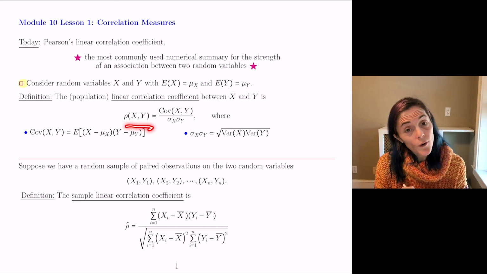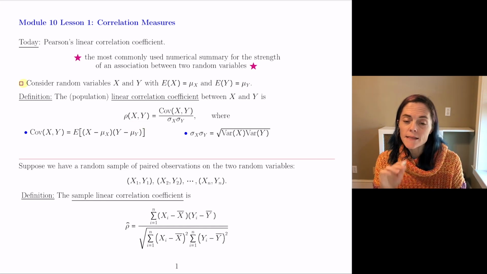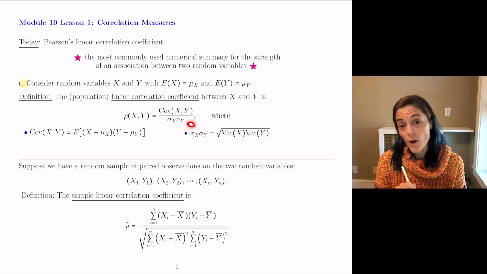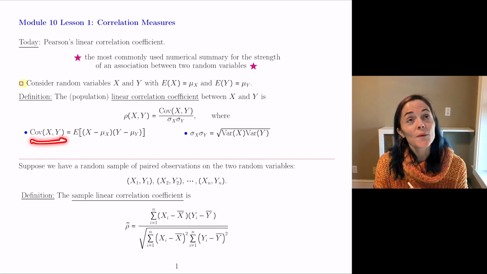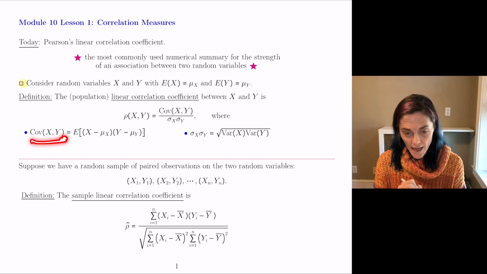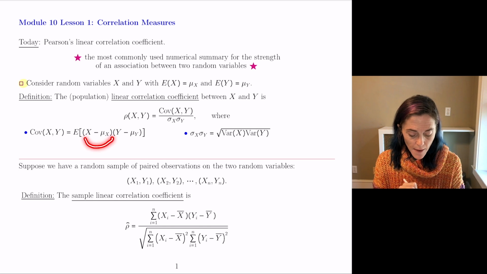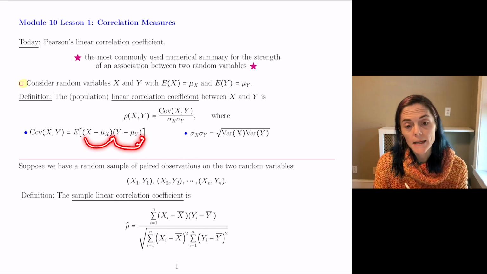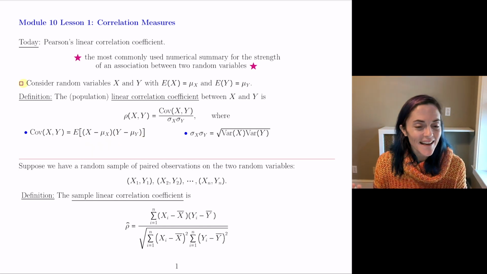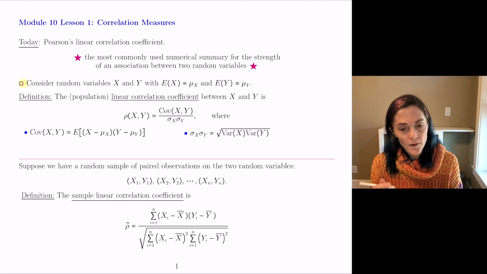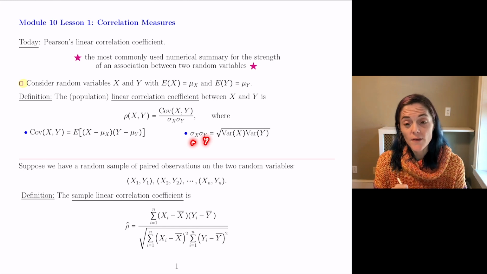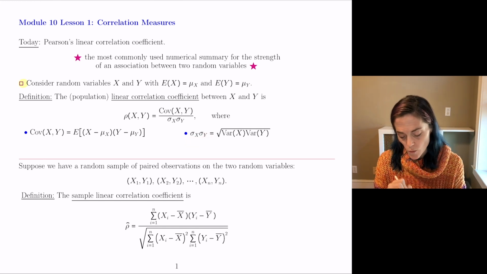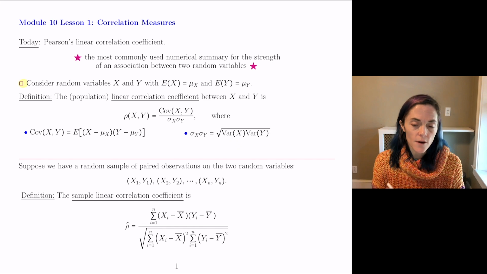This linear correlation coefficient is a quotient. We take the covariance of x and y divided by the product of the standard deviations. Here, this covariance, we saw this, I believe, in Module 5. You take the expected value of (x minus mu x) times (y minus mu y). We had a shortcut to calculate this as well. And then this product of the standard deviations, we could also write as a square root of the product of the variances.